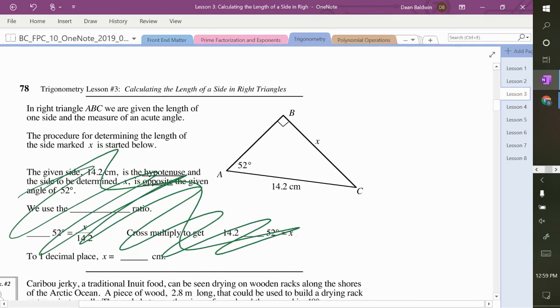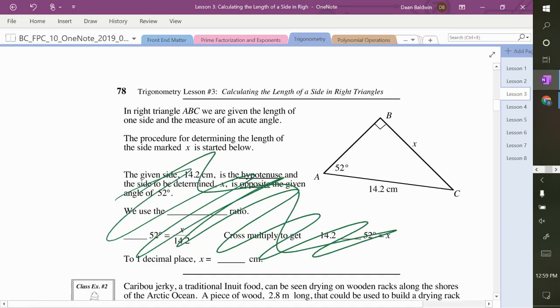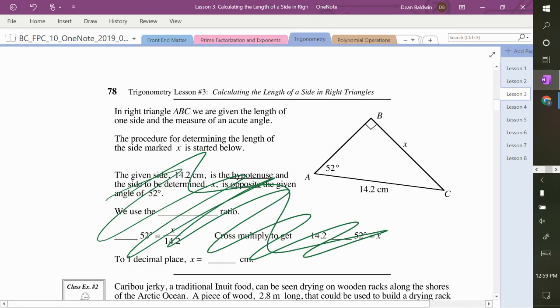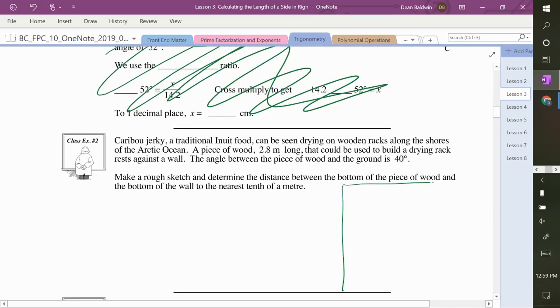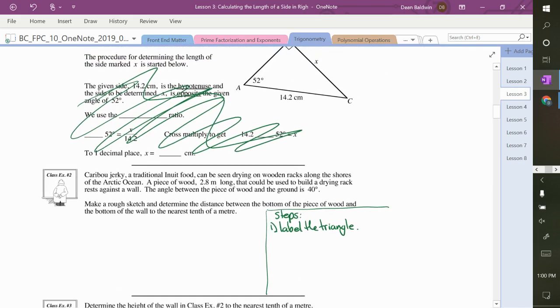Where do you have room? Do you have room over here? No. Do you have room over here? Do you have room right here? Yeah. Okay, we'll do it here. And we're going to write out the steps. Okay, steps. Here we go. Number 1, label the triangle. Let's see if I can fit this all in one. There we go.